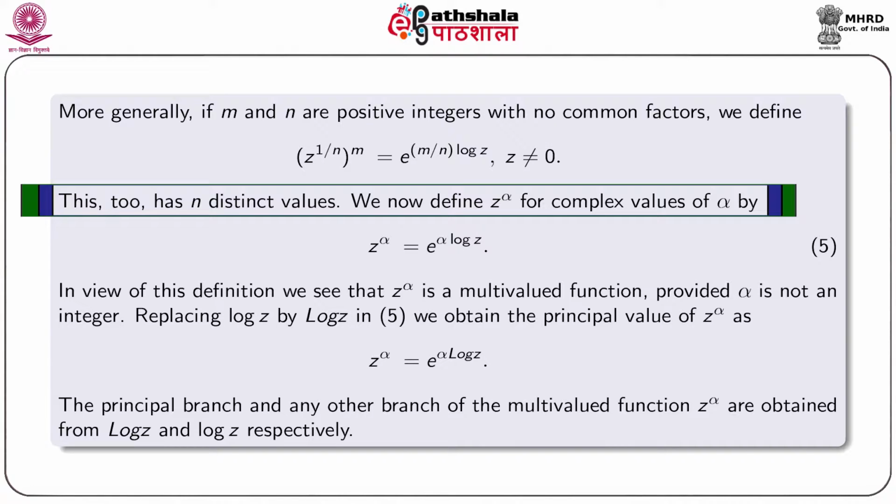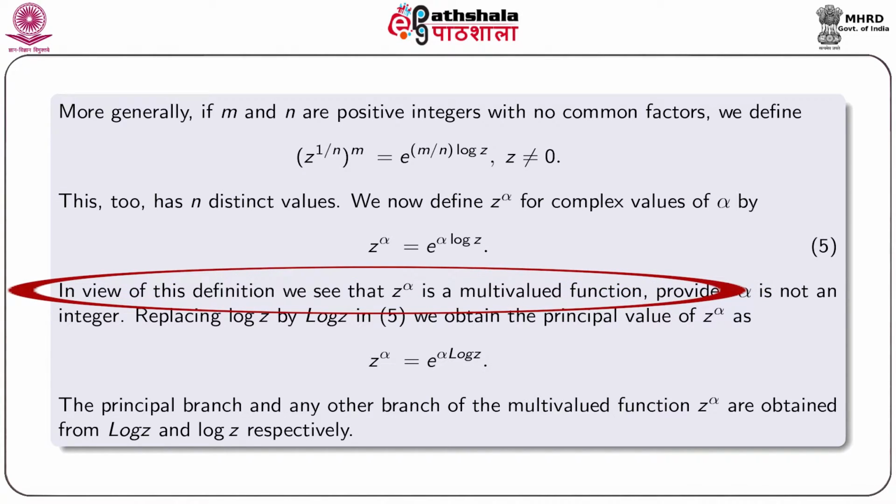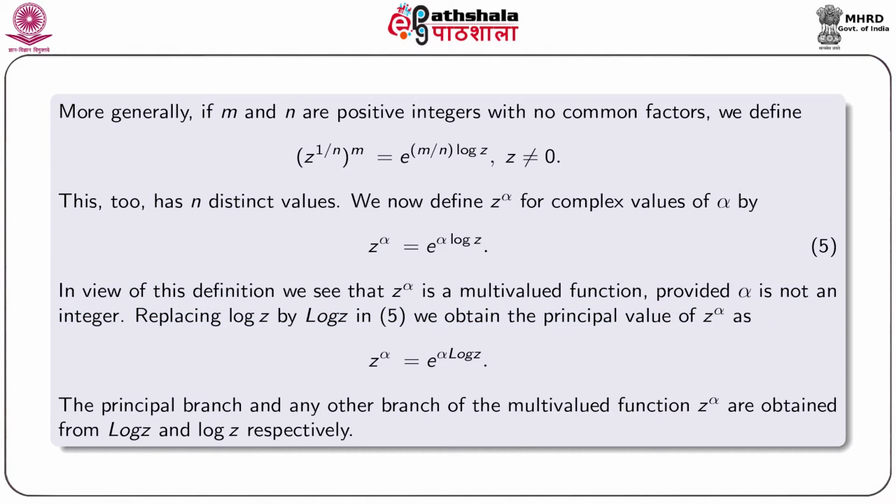We now define z to the power alpha for complex values of alpha by z to the power alpha equal to e to the power alpha log z. This is equation number 5. In view of this definition, we see that z to the power alpha is a multi-valued function, provided alpha is not an integer.